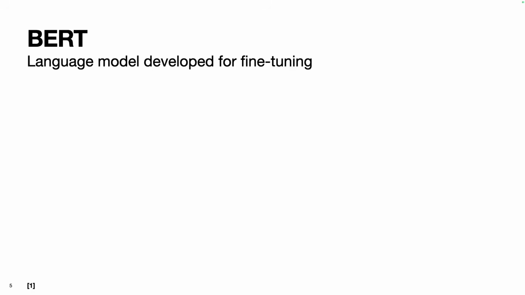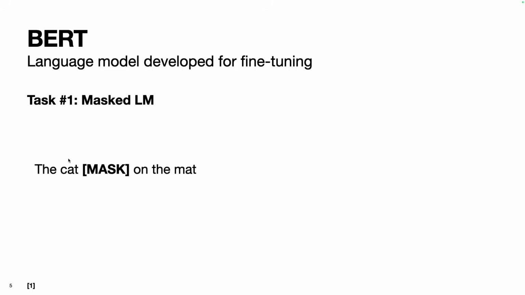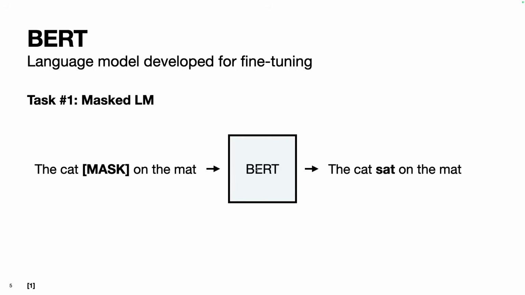In other words, the researchers at Google created BERT so that other researchers and individuals could repurpose the model through fine-tuning on additional tasks. In order to do this, BERT was trained on two tasks. The first task is masked language modeling. What that means is if we have the sentence, "the cat blank on the mat," masked language modeling consists of using the context before and after this masked word, this hidden word, in order to predict it. So given this input sequence, this can be passed to BERT, and then BERT will predict what the masked word is.